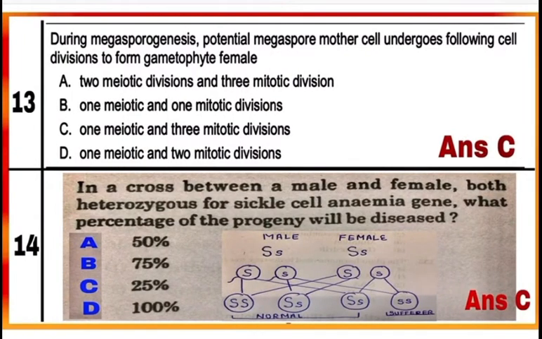Question 13. During megasporogenesis, potential megaspore mother cell undergoes following cell divisions to form gametophytic female. Option C. Megaspore mother cell will undergo 1 meiotic division and 3 mitotic divisions to form gametophytic female. Question number 14. In a cross between a male and a female, both heterozygous for sickle cell anemia gene, what percentage of the progeny will be diseased? Option C. 25% of the progeny will be affected. Check the cross to get the answer.